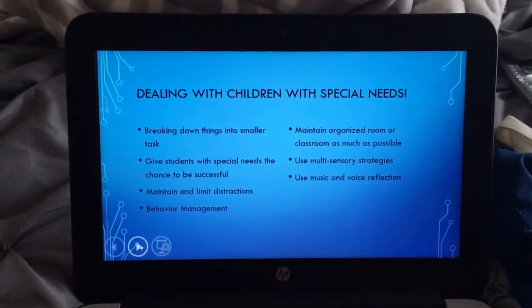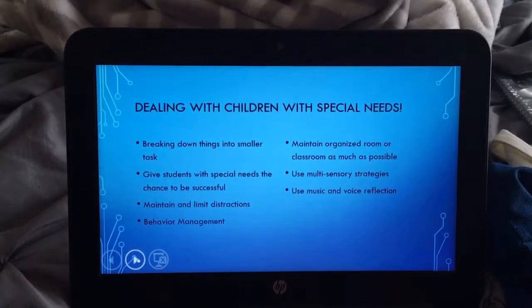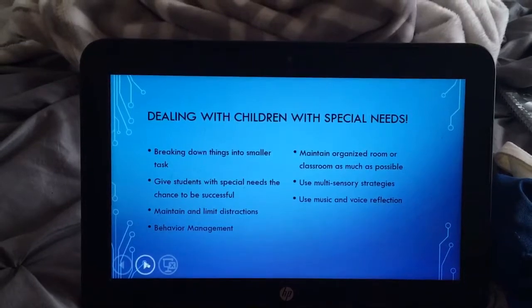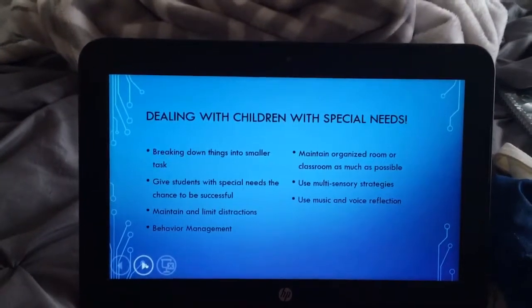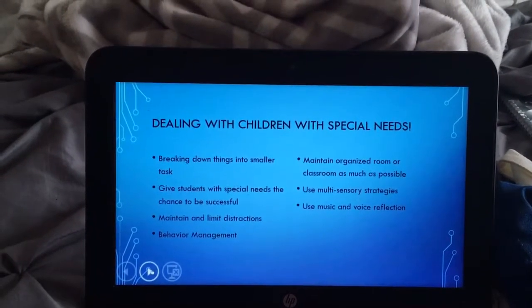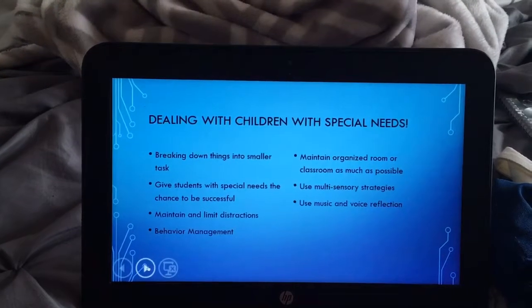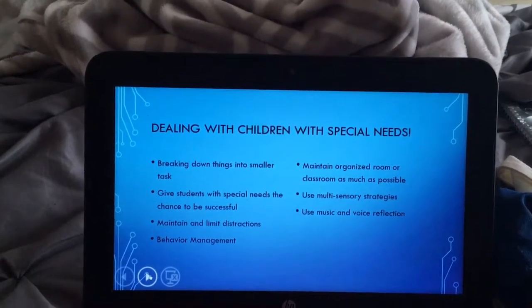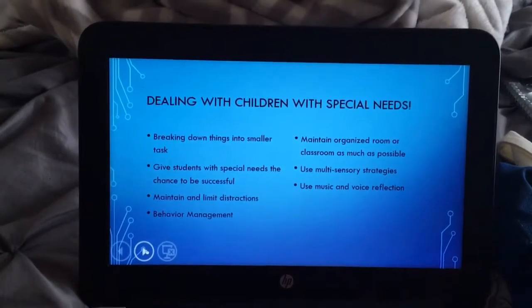Dealing with children with special needs. Breaking down things into smaller tasks. Use simple, concrete sentences. You have to break it into small steps so the child knows what you're asking, using print and also verbal instructions. Making your child successful will help you and your child understand the limits that they have.